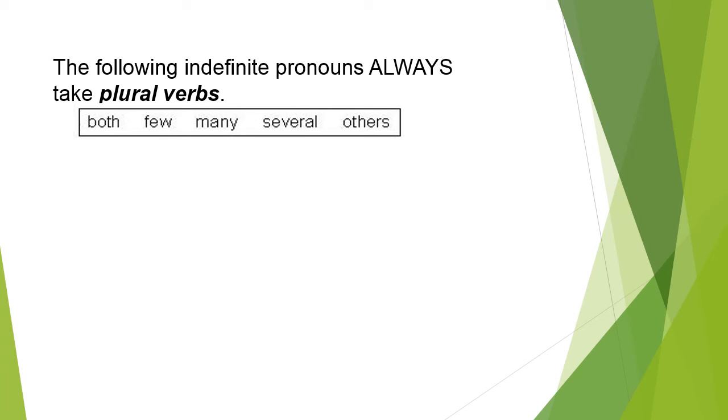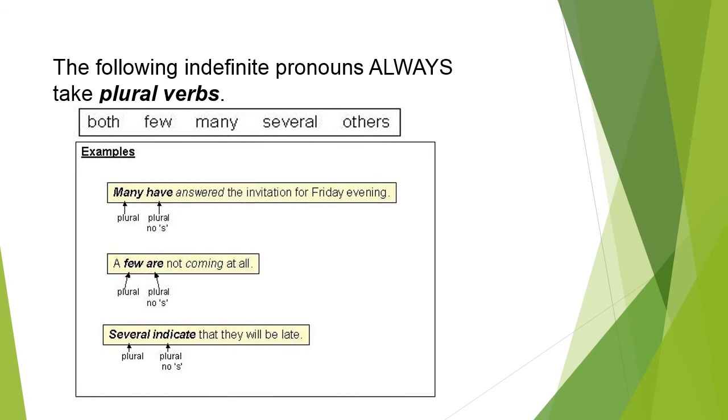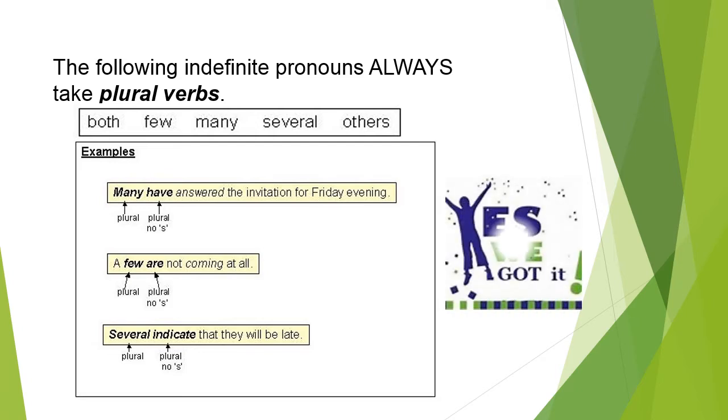Now over here, the following indefinite pronouns always take plural verbs. Earlier we said that someone, everyone, anyone take singular verbs. Now these take plural verbs. So whenever we have both, a few or few, many, several, or others, the verb has to be in the plural form. Many have answered the invitation. A few are not coming. Several indicate. Okay? So with these, we do not use the singular verbs. We use the plural verbs.